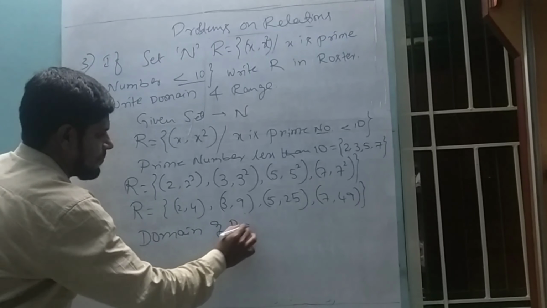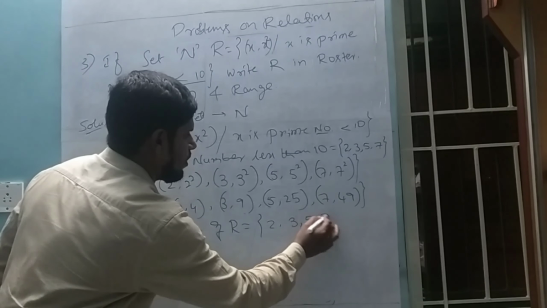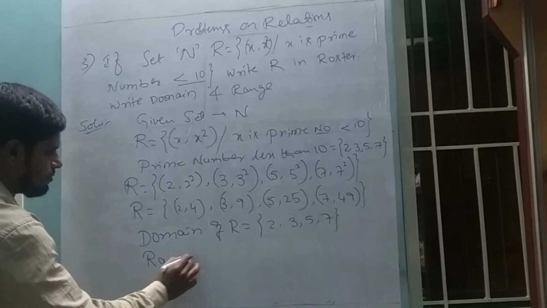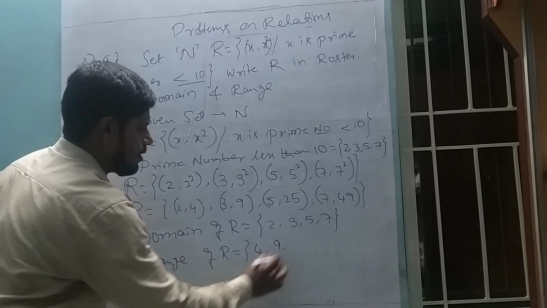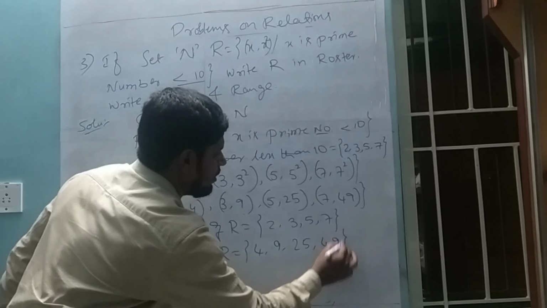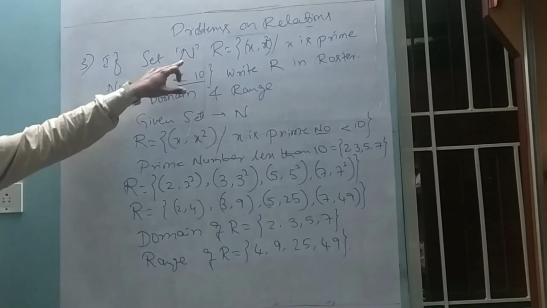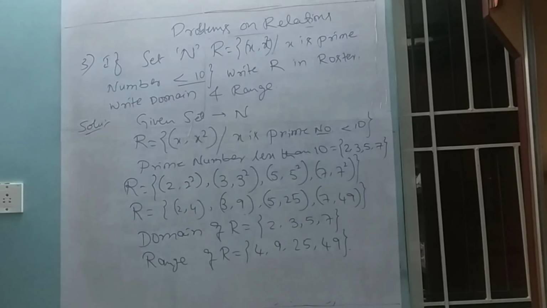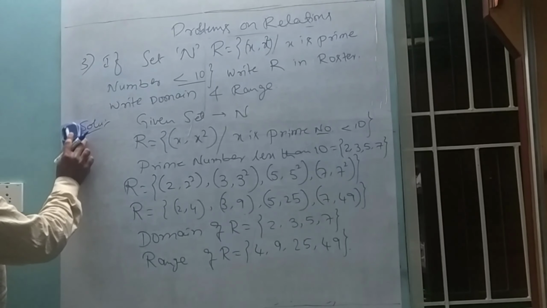Domain of R is equal to 2, 3, 5, 7. Range of R is equal to 4, that is the second element, 9, 25 and 49. This is the domain and range if this kind of problem comes. Okay, these are all general problems. Let us take a problem where a set is given clearly, then what are the relations we can define.